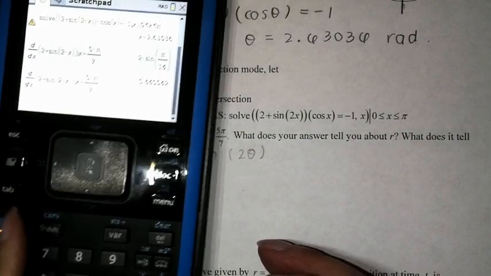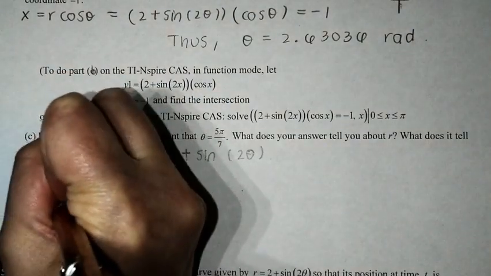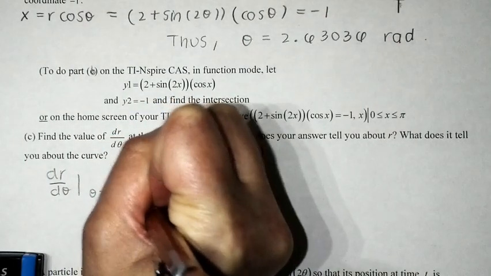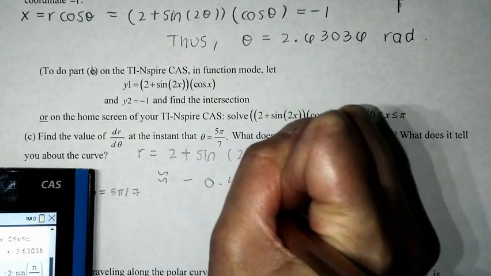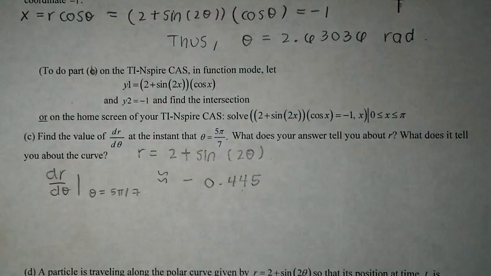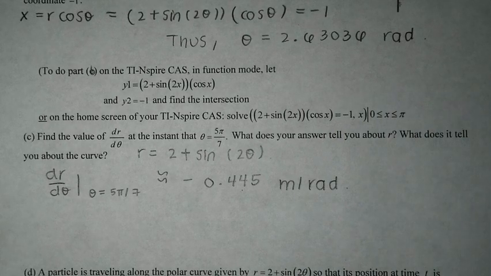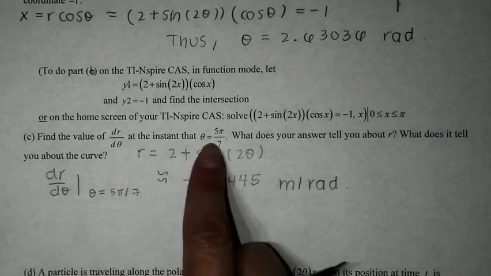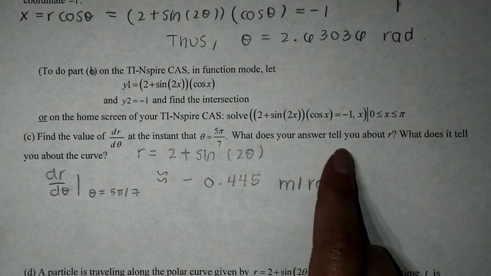Okay, so what this is telling you, and let's label it correctly, is that dr/dθ evaluated when θ is equal to 5π/7 is going to be roughly negative 0.445. Since you have the units in this equation, it's meters per radian. But that's not it. We already found the value of this one, right? This one, check, but what does this tell you about r?